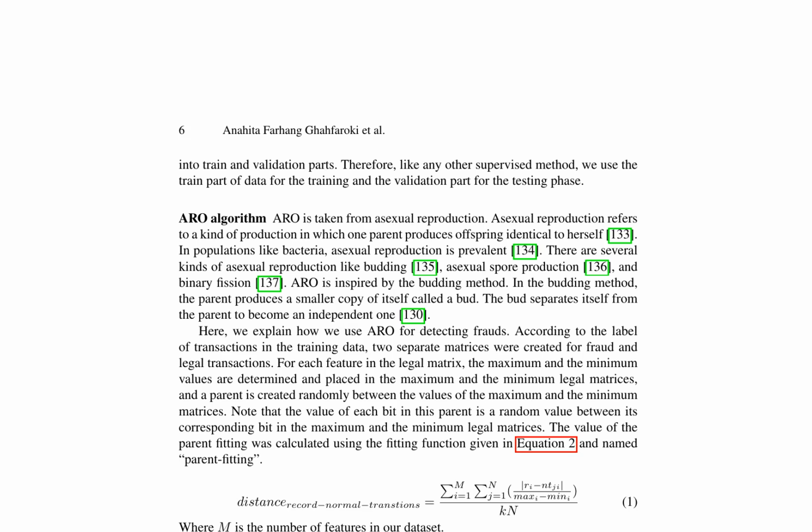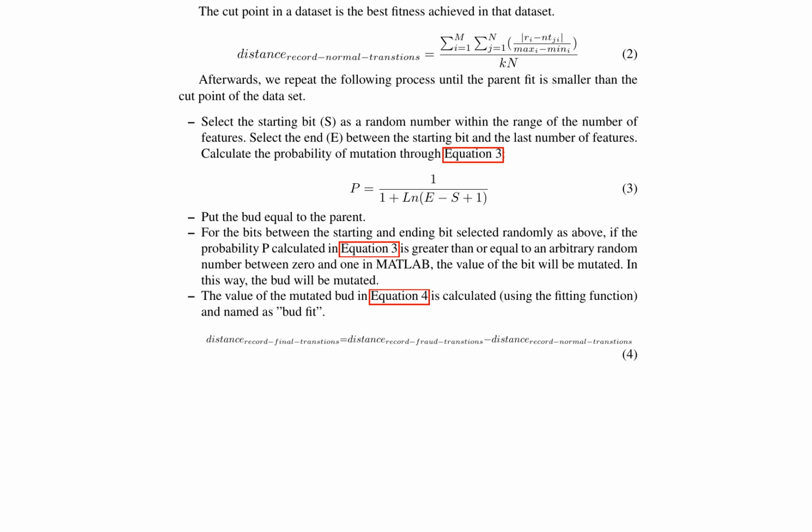The mutation process is repeated until the parent fit is smaller than the cut point. The probability of mutation is calculated using equation 3, and the bud is mutated based on this probability. The value of the mutated bud is calculated using equation 4, which evaluates the fitness of the bud.